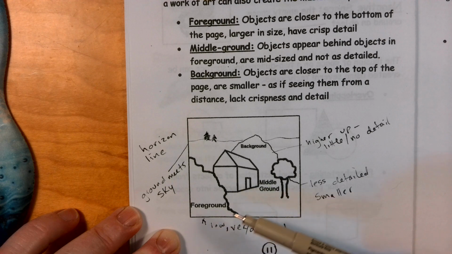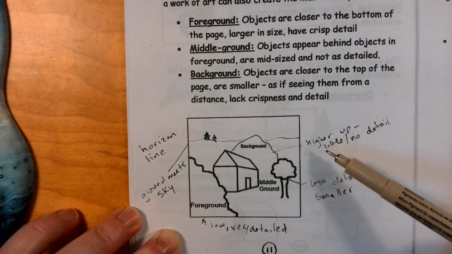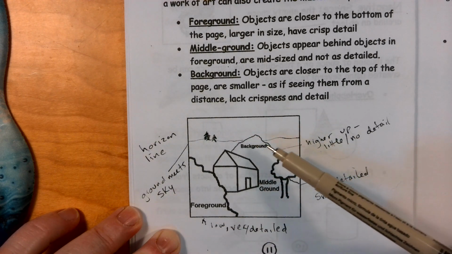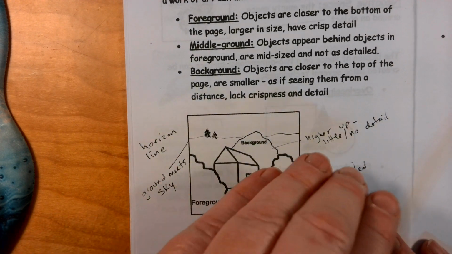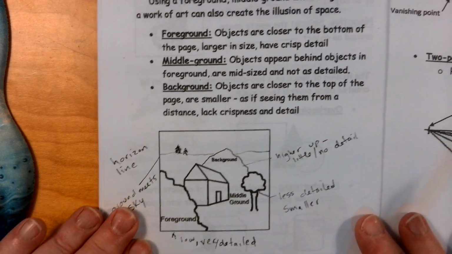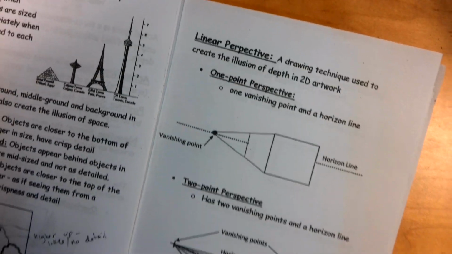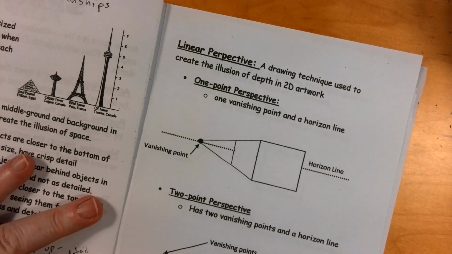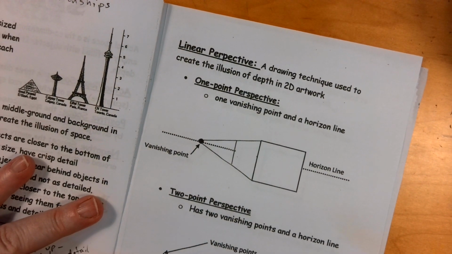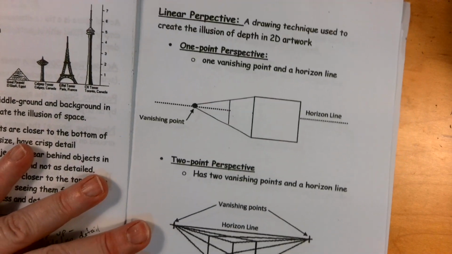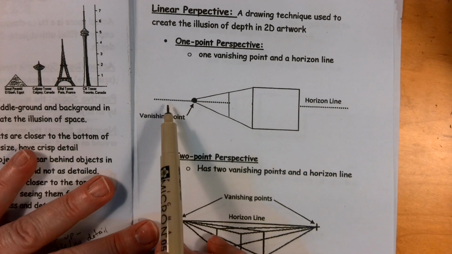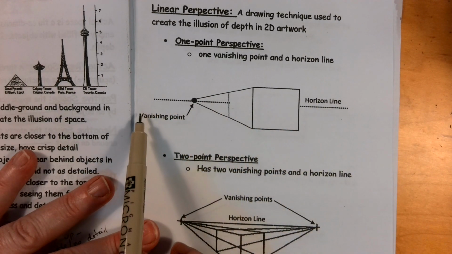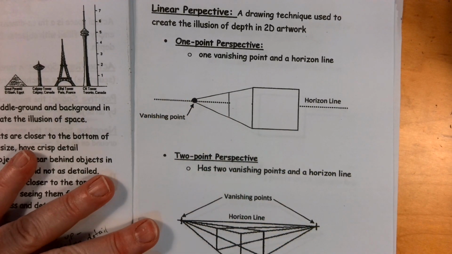So foreground, close and in detail; middle ground, losing detail; background, no detail, and its objects are very small because they're appearing in the distance. All right, so the next one is linear perspective, and that's a drawing technique we're using a lot in our warm-ups. It's used to create the illusion of depth in 2D work. There's two basic kinds. We have one-point perspective, where we have our horizon line in the background, and we're pulling everything to one vanishing point.